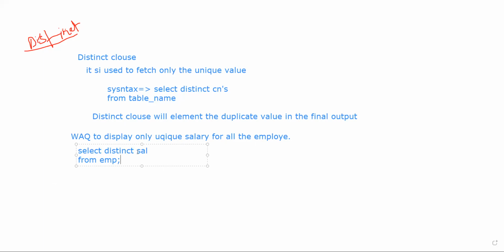Select distinct salary. हम किसको फेस कर रहा है? सैलरी को. तो किसको डिस्टिंक्ट कर रहा है? सैलरी को. तो डिस्टिंक्ट सैलरी फ्रॉम? एम्प्लॉय टेबल. एम्प्लॉय टेबल में जितना एम्प्लॉय सैलरी एम्प्लॉय है सबका जितना यूनिक सैलरी है उसको सिर्फ फेच करो. ठीक है.